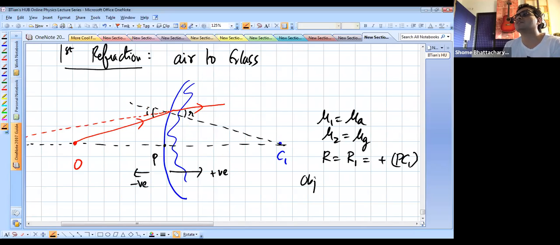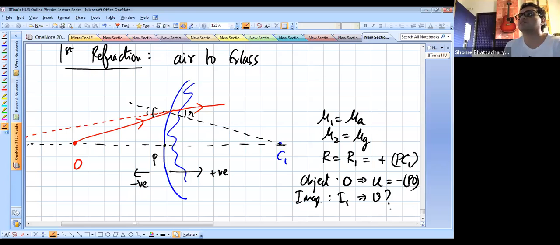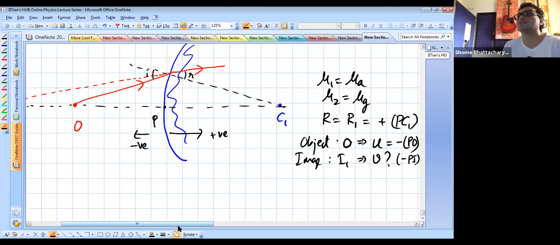Now the object for this is which one? It is O. So I should take U with proper sign convention as minus of PO, and the image is I1. So V I'm trying to find out how much that is. But V in the diagram will actually be equal to minus of PI. Okay, so let's substitute in the formula.